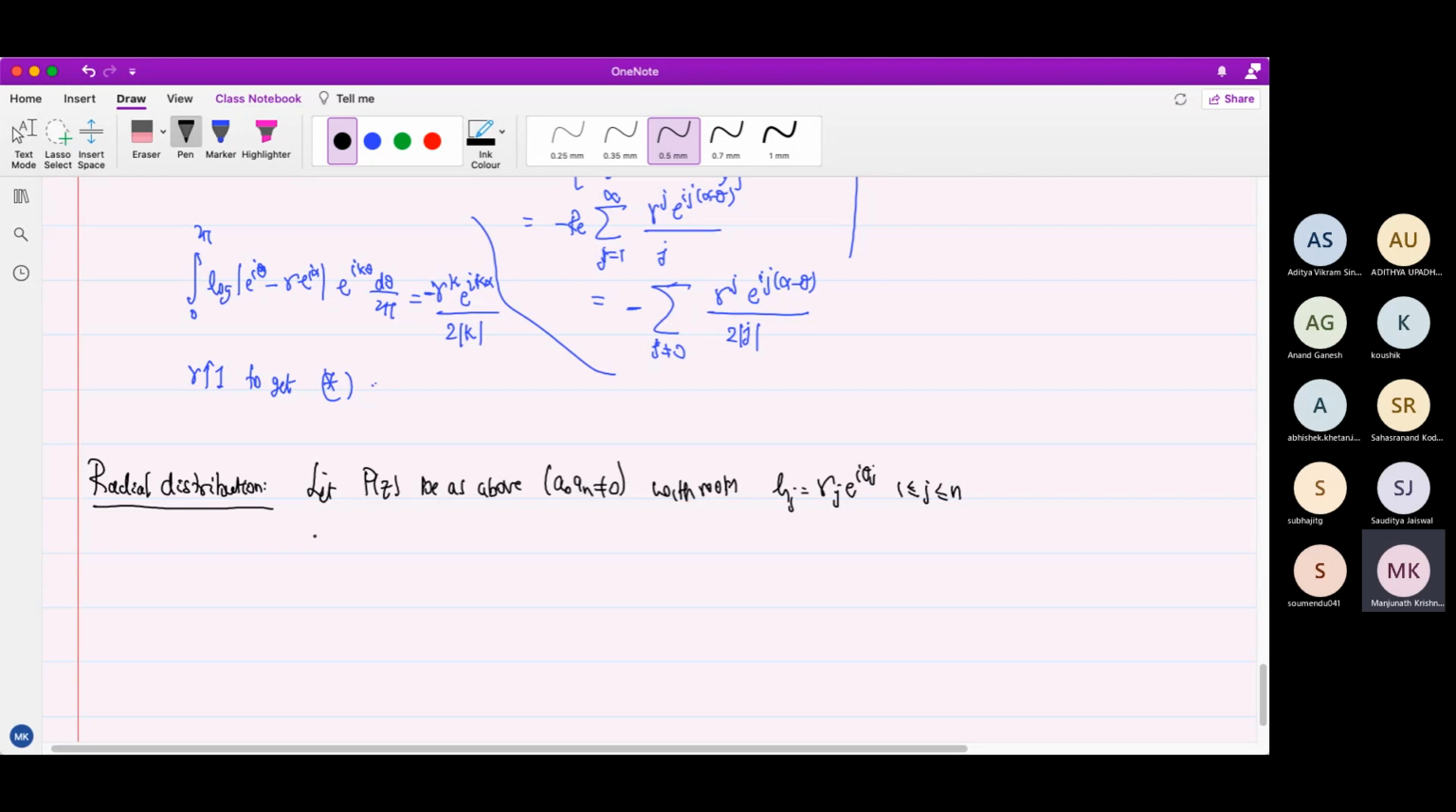So let's define a radial distribution. Let nu_p be the radial distribution, which puts mass 1 over n at the radii, delta r_j. So this is a measure on 0 to infinity. It's a probability measure on 0 to infinity. Okay, so the proposition is the following.